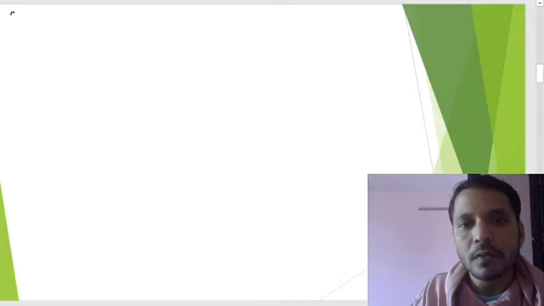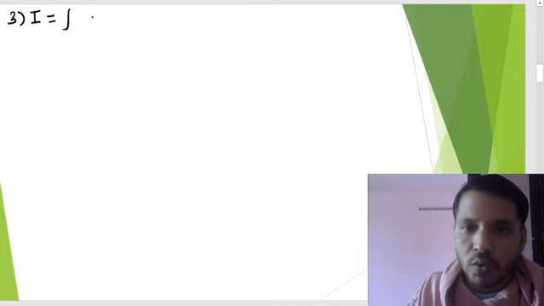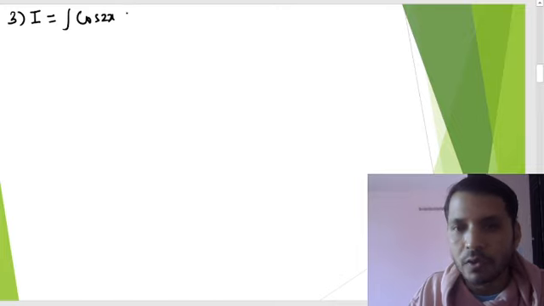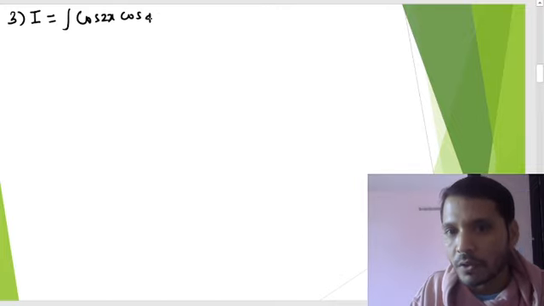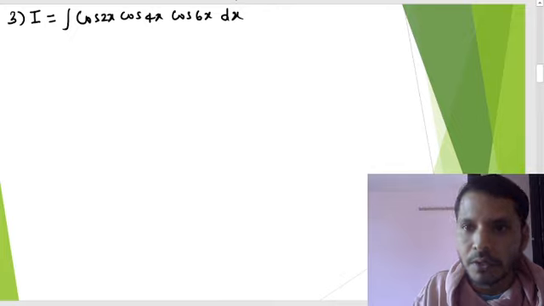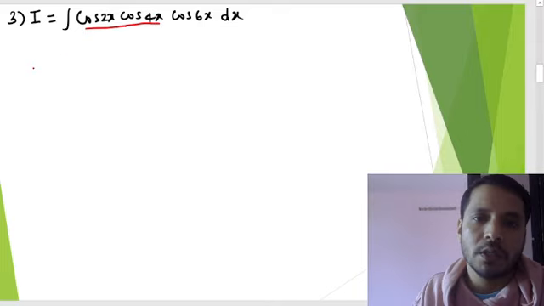We have been given here, third, integrate I is equal to cos 2x. Now there is a product of three trigonometric ratios: cos 4x into cos 6x. The same concept we will apply here, but first we need to simplify these two terms. Here we are going to apply the product formula on these two trigonometric ratios.